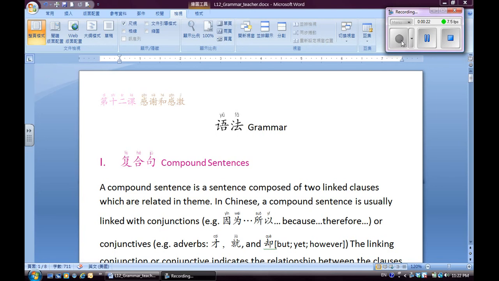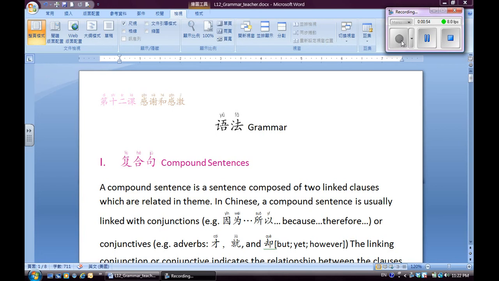In this lesson, we are going to talk about compound sentences. The textbook covers compound sentences in two different sections. The first one is cause and effect conjunctions, and the second one is conditional conjunctions. Because they are a little bit too much, I'm going to separate them into two videos. In this first video, we are going to talk about what a compound sentence is, and also about cause and effect conjunctions.